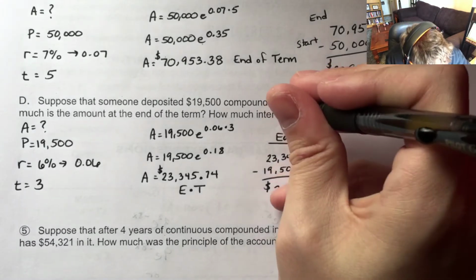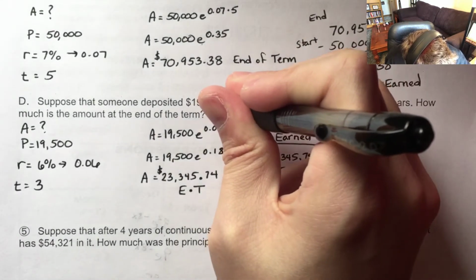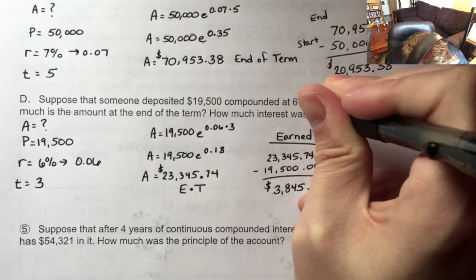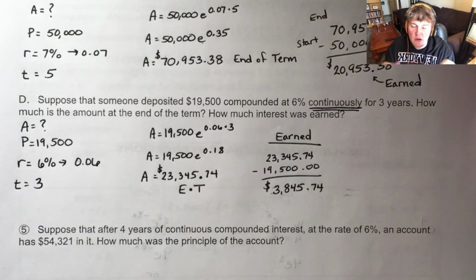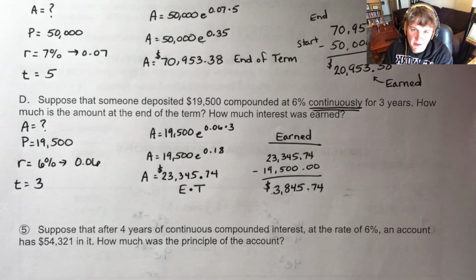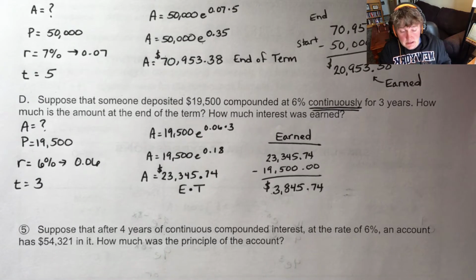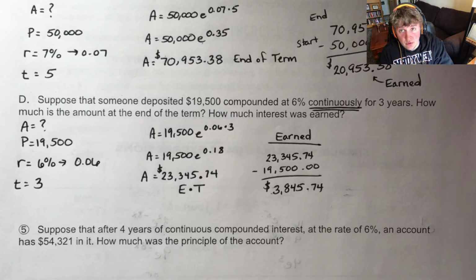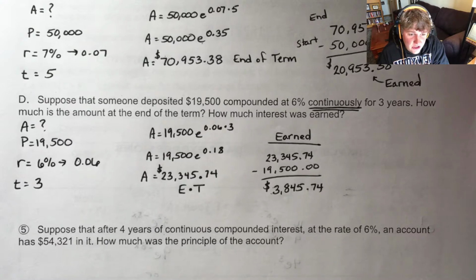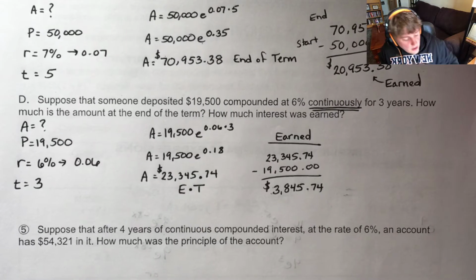And again, I knew to use E because it's compounded continuously. At some point you're going to have to identify when you are using the original compound interest formula and when you are not. When are you not? When it's compounded continuously. When it's compounded in any other increment, quarterly, yearly, monthly, half year, you're going to use the original formula.